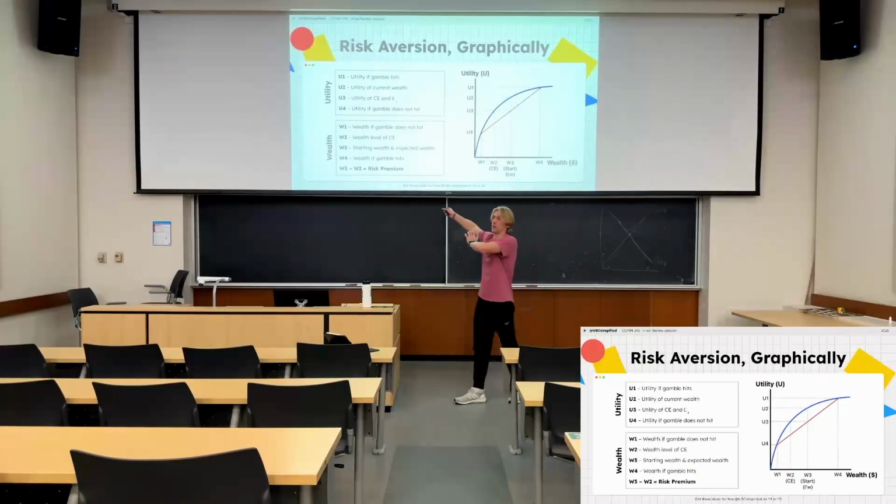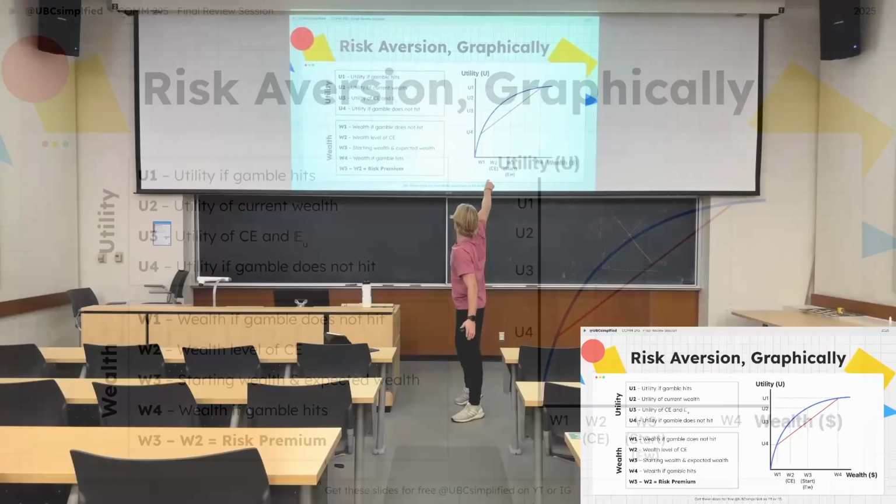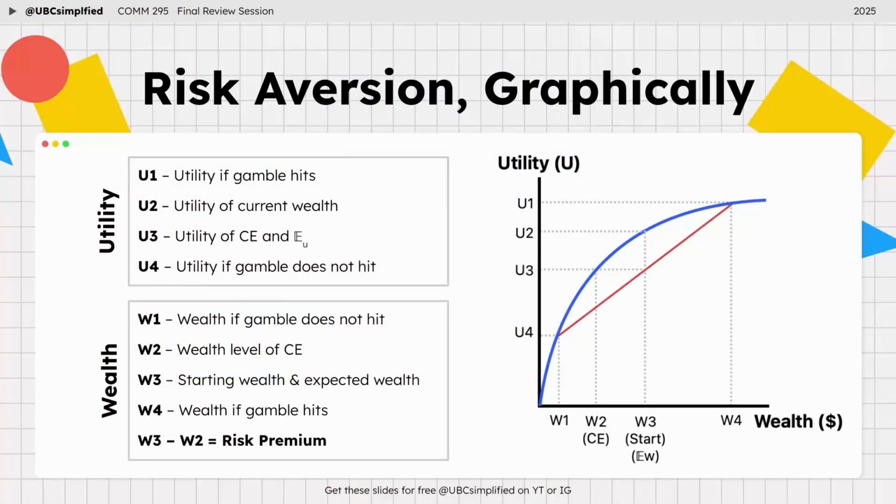So just graphically, we're showing here. Again, this is the concave risk utility function. So this someone is risk averse. The gamble line is below the curve here.